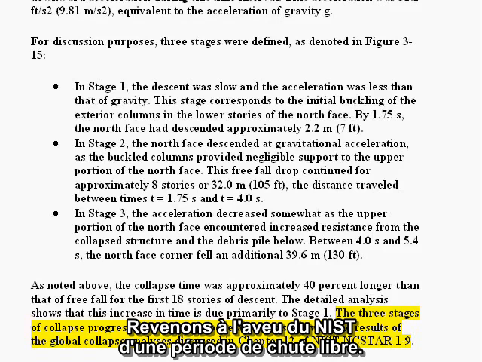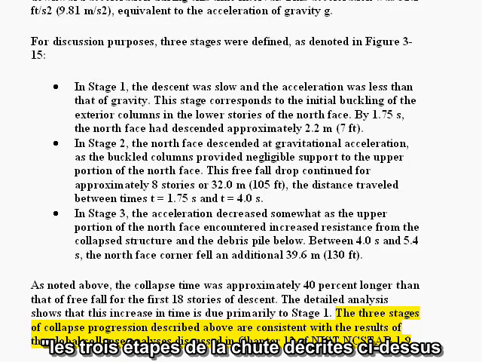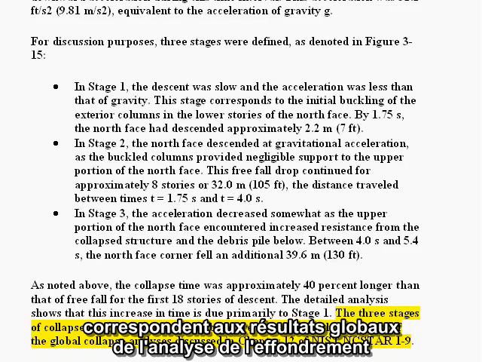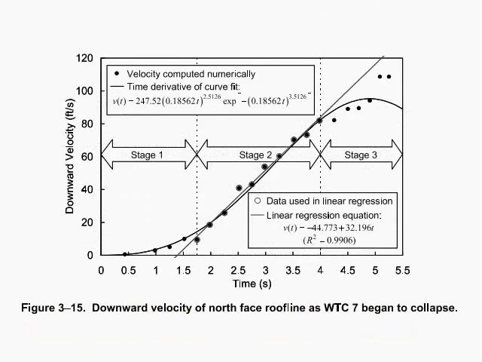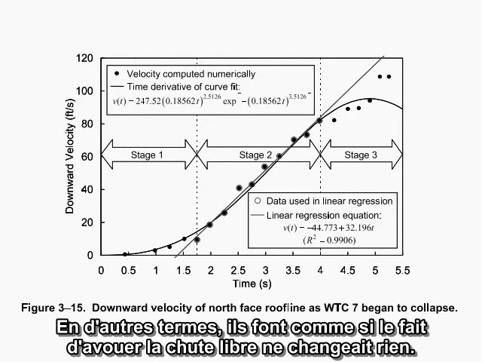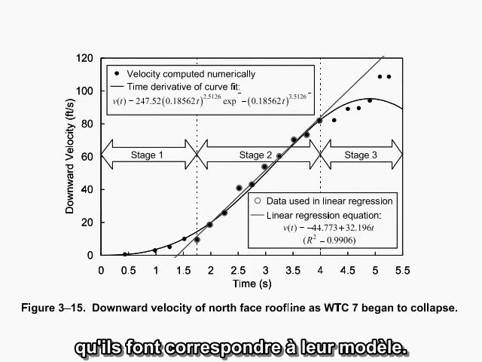Let's come back to NIST's acceptance of freefall. Here is their exact wording. Quote, "The 3 stages of collapse progression described above are consistent with the results of the global collapse analysis discussed in Chapter 12 of NIST NCSTAR 1-9," unquote. In other words, they're giving the appearance of claiming freefall is okay, but actually it's the 5.4 second duration of their 3-stage analysis that matches their model.